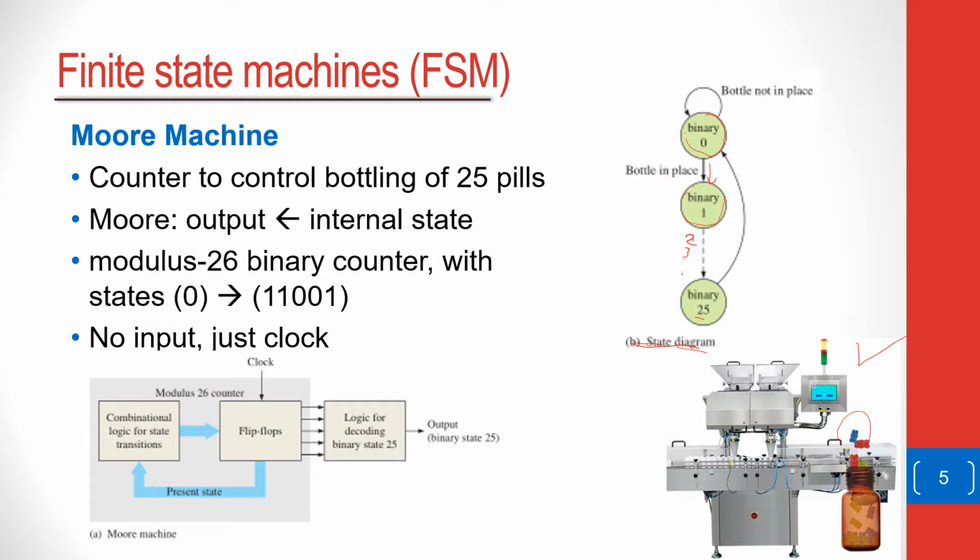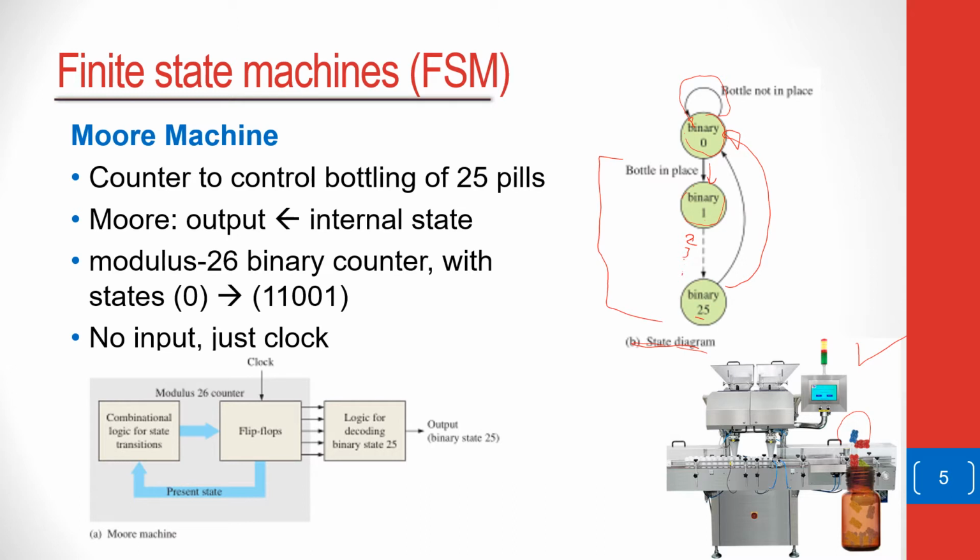On the 25th pill, it stops and transitions back to state number 0, whereby it requires that the next bottle should be in place. If the next bottle is not in place, it will remain at this binary state 0 until the next bottle is ready, so that it can bottle it by counting in all of these 25 pills.